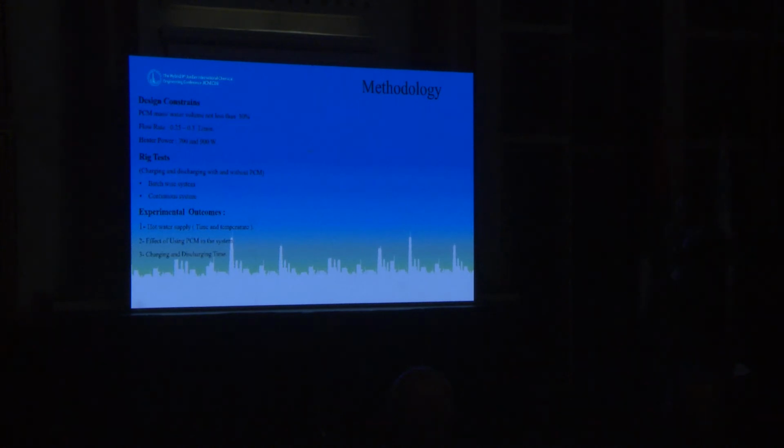What are our experimental outcomes? We concluded the hot water supply time and temperature, the effect of using phase change material in the system, and the charging and discharging time. Here, we have this figure that shows us the peak hours in consuming hot water. Mostly in our houses, we have two peaks for using hot water: from 8 a.m. to 12 p.m. and also after sunset between 6 p.m. to 8 p.m. We are now focusing on the other peak. In the other peak, we have a high demand with no source of energy.